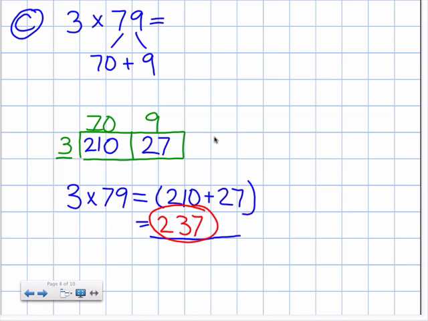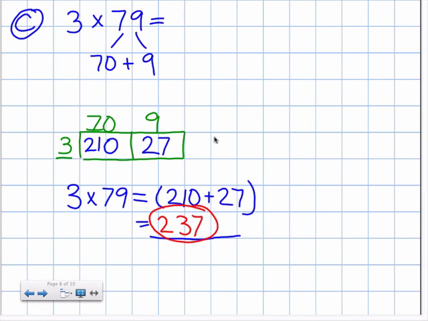We learned that we had to break apart the number 79 into expanded form, where we're left with 70 plus 9. We then used that to set up an array. Our array had two columns because the number 79 is a two-digit number, and that factor would require two columns in our model. And then we had one row because the factor 3 in our multiplication problem is a single-digit number requiring a single row.